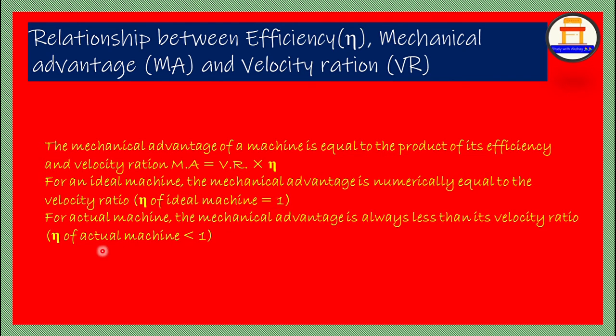For an actual machine, the mechanical advantage is always less than its velocity ratio. So, the efficiency for an actual machine will always be less than 1. If it is equal to 1, then it is an ideal case. If it is less than 1, then it is an actual case.